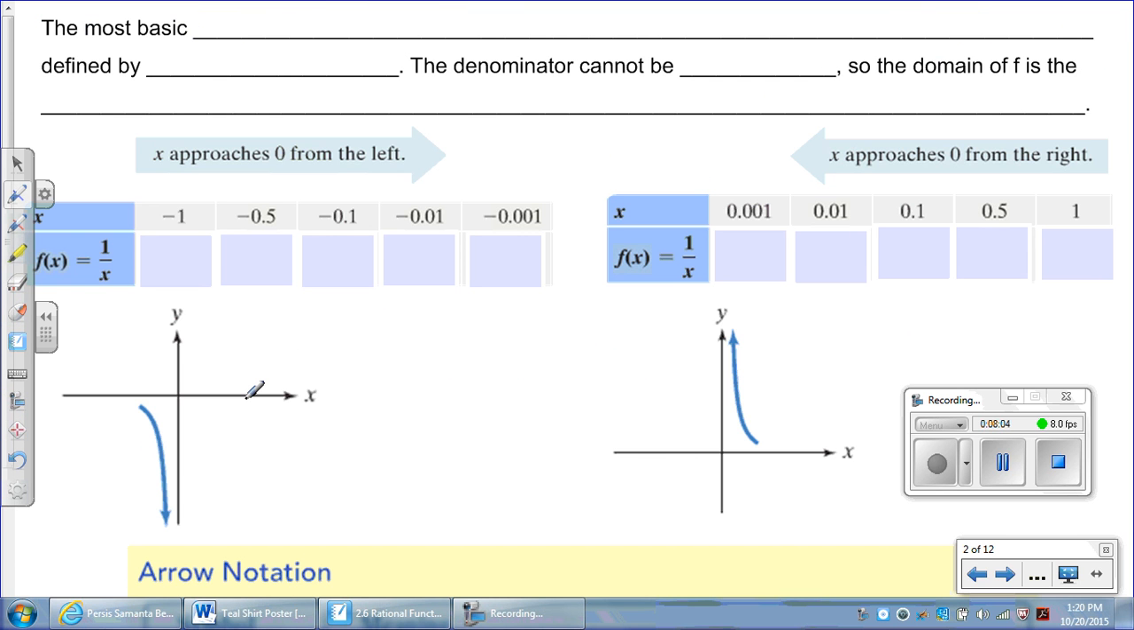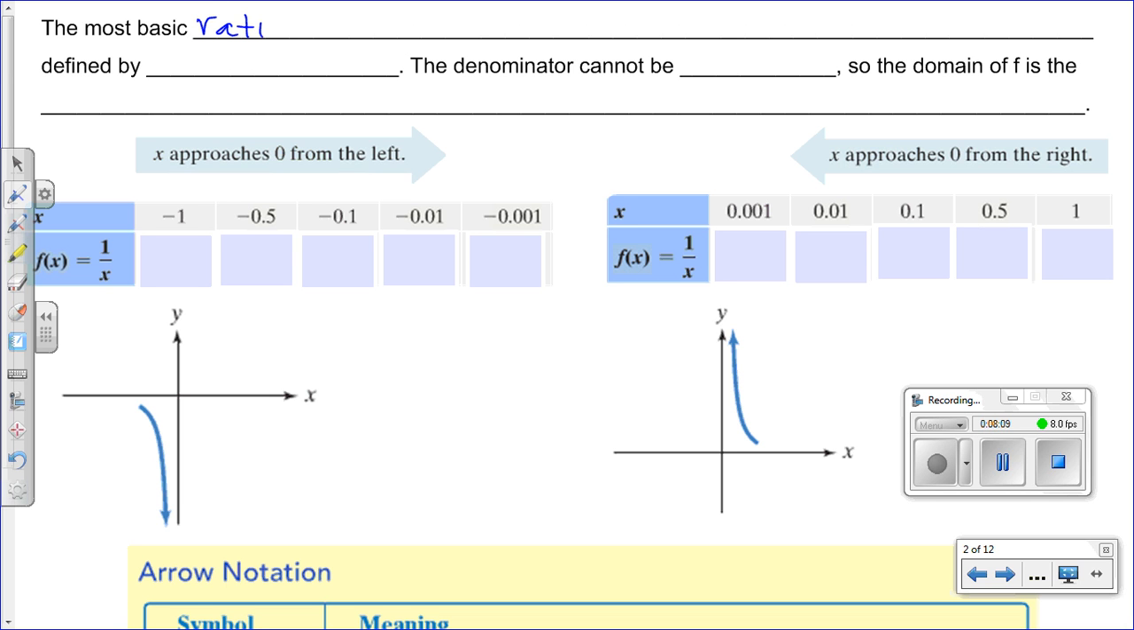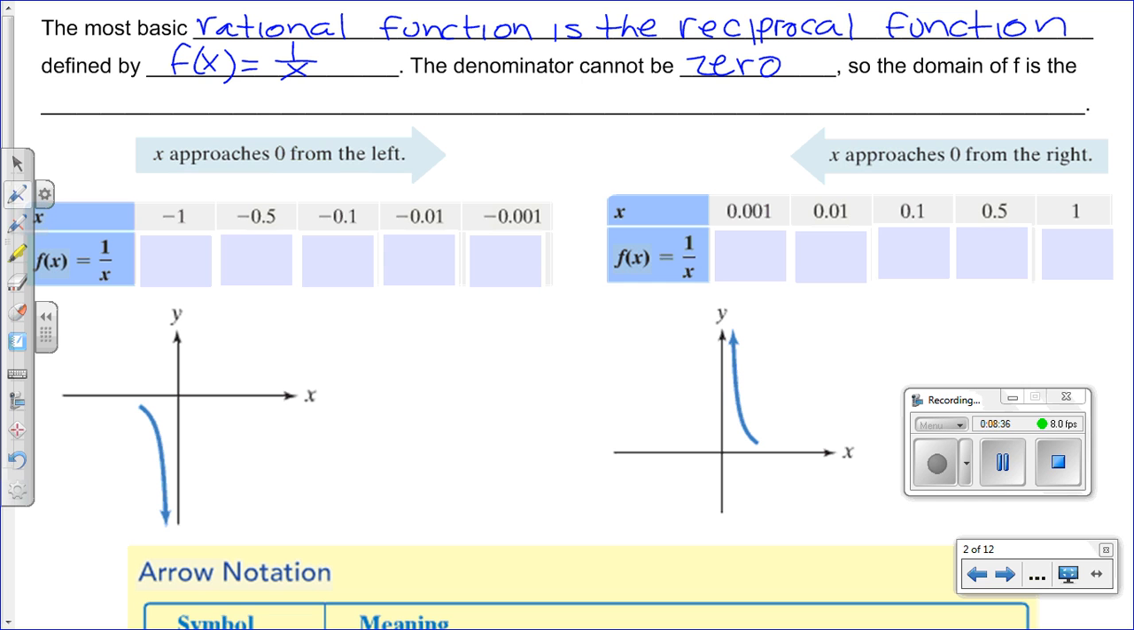Okay, so we have the most basic rational function, the reciprocal function. And it is defined by f of x is equal to 1 over x. The denominator cannot be 0, so the domain of f is the set of all real numbers except 0.